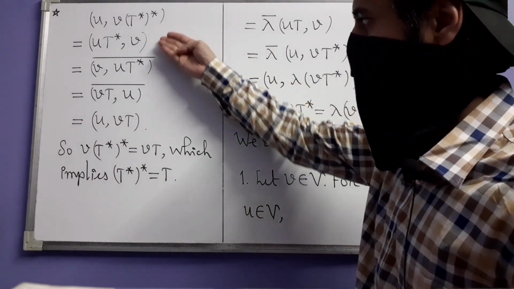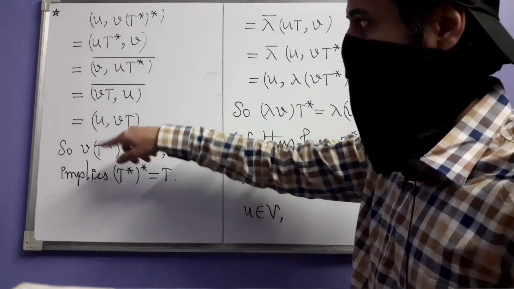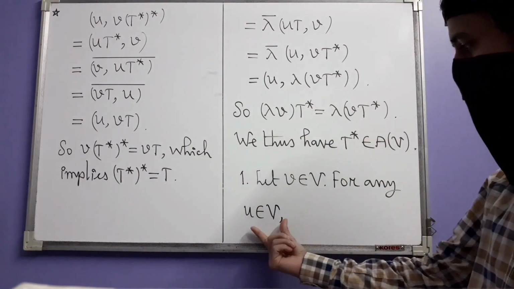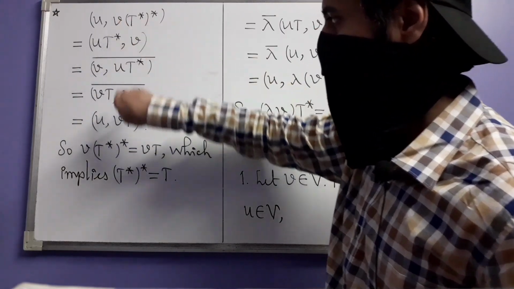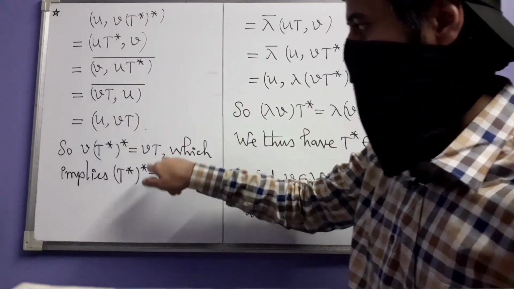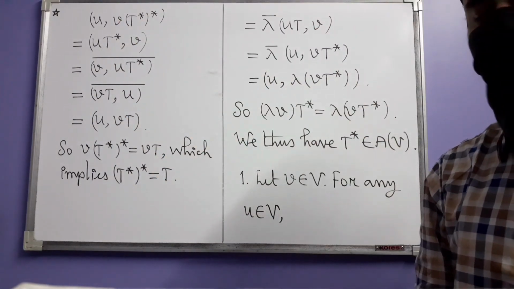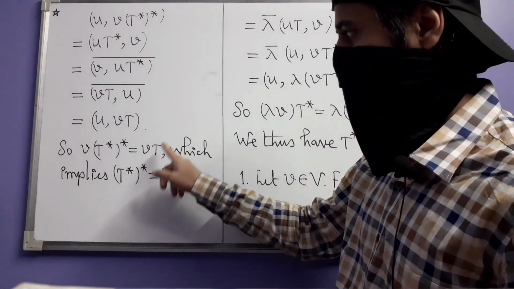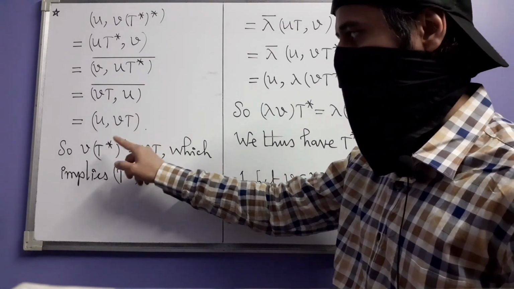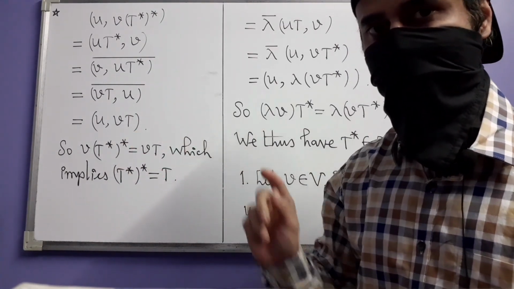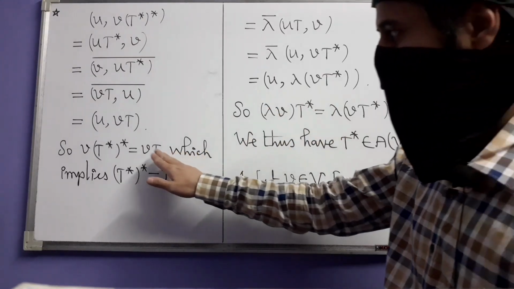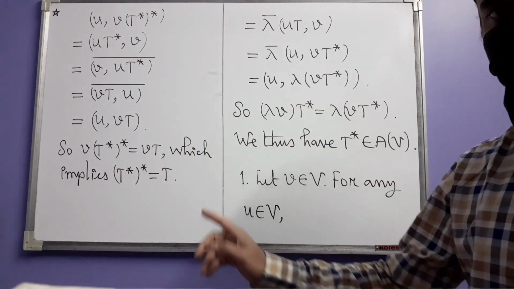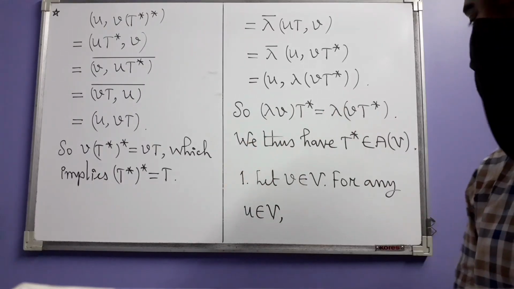This thing is equal to this for all u belonging to V, for any u belonging to V. That is why the second component there equals the second component here, which means that the effects of the operators T star star and T on any vector are the same. That is, they are identical. So that's how we have part 1.